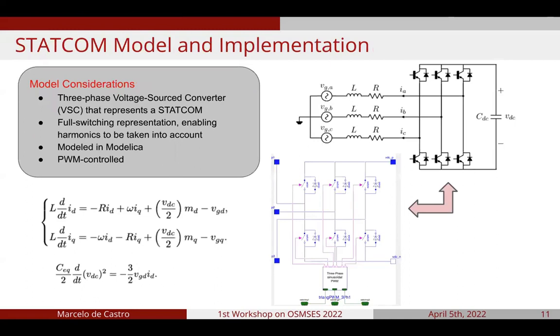In order to test this interface in Modelica, we are going to represent a 3-phase voltage source converter connected to a DC bus capacitor, which will act as a static compensator, or STATCOM, in our studies. The STATCOM is represented in its full switching state in Modelica, enabling us to test the interface in the presence of PWM-generated harmonics. And the DQ mathematical model of the STATCOM is presented in the slide together with the capacitor dynamics. These equations are actually used to create the usual control, which is divided in 2 main loops.